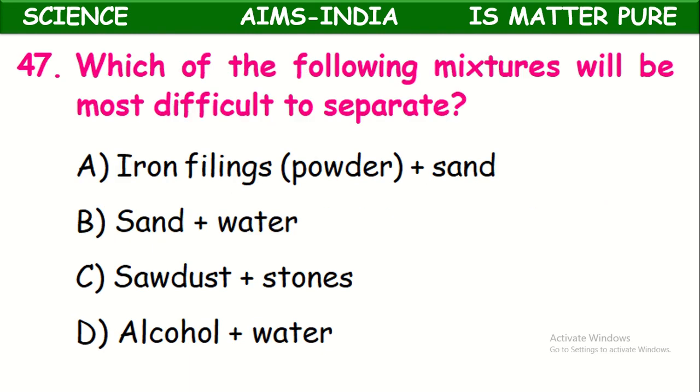Next. Which of the following mixtures will be most difficult to separate? See the first one, iron filings and sand. We can separate them easily by using a magnet. Sand and water. We can separate sand and water easily by filtration.